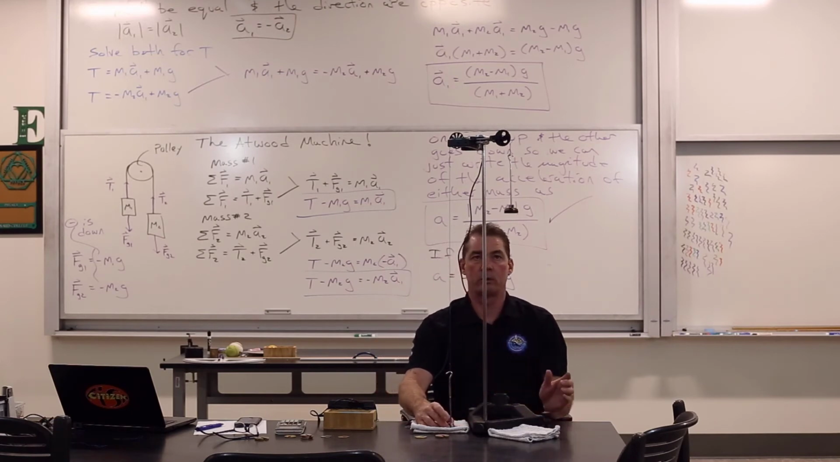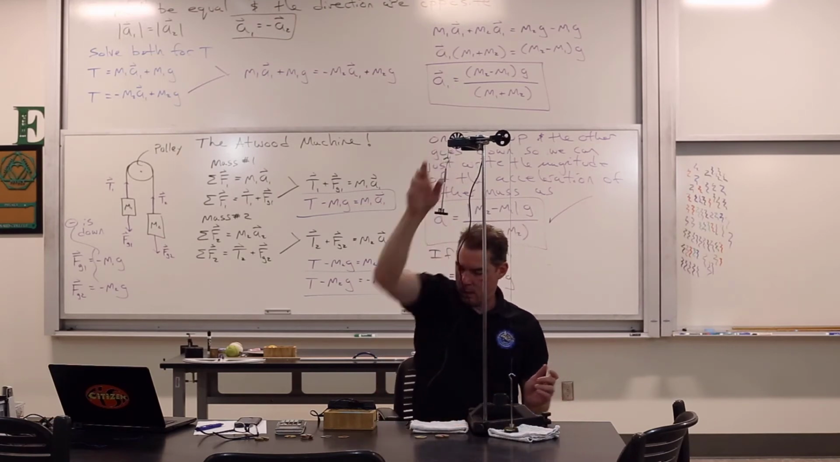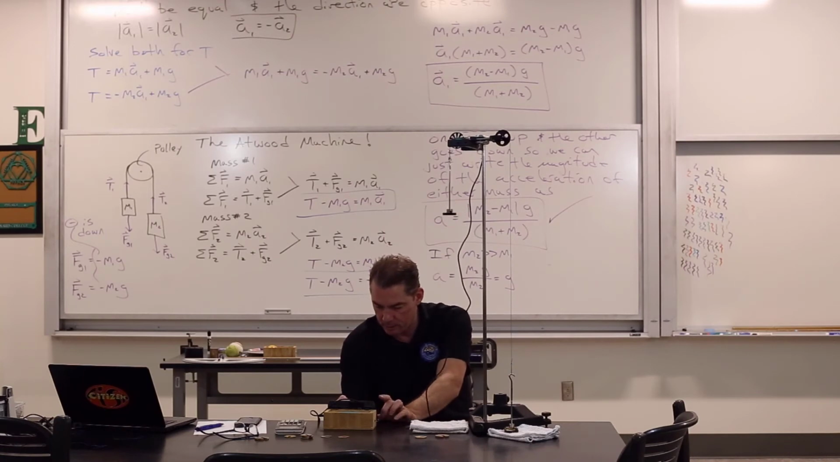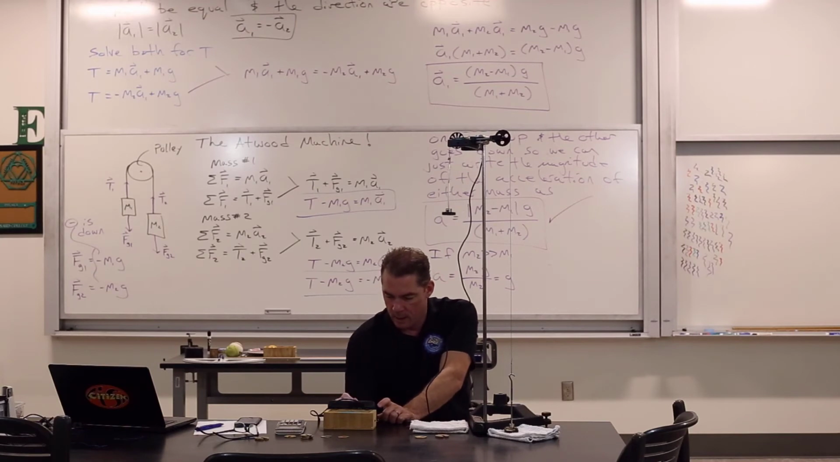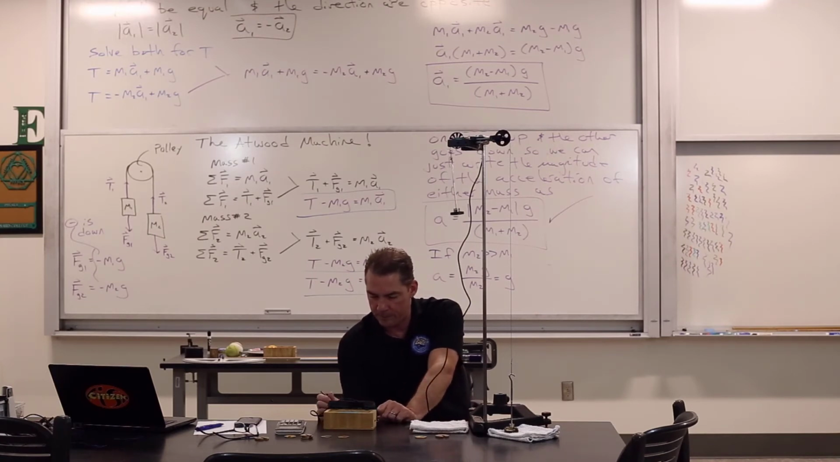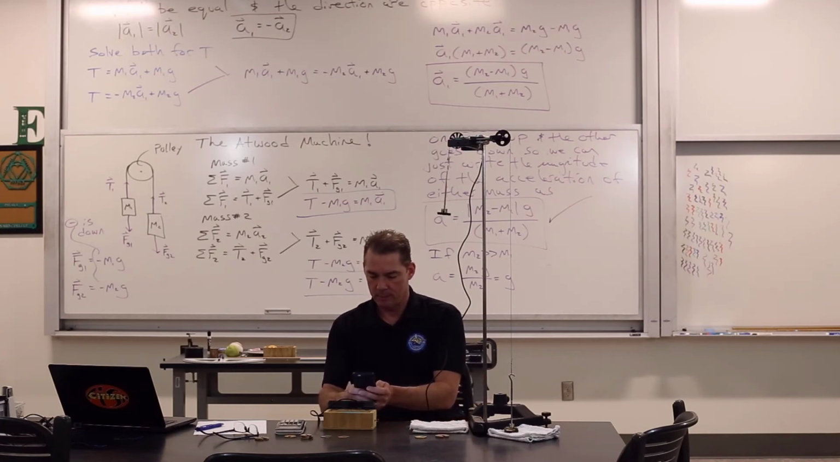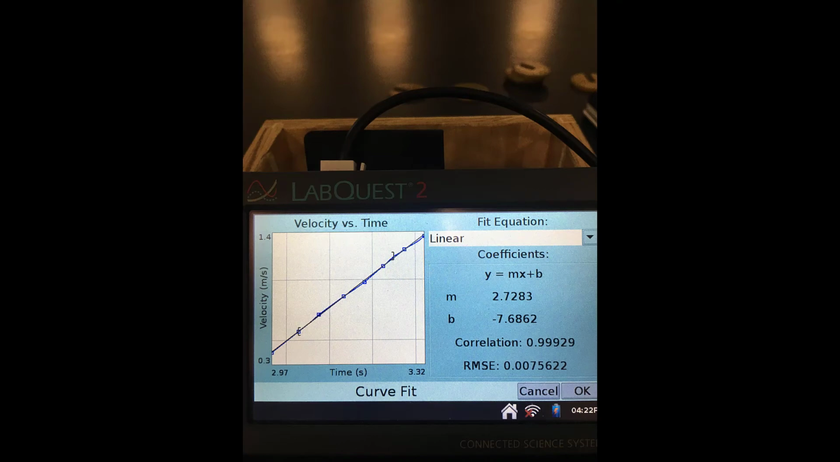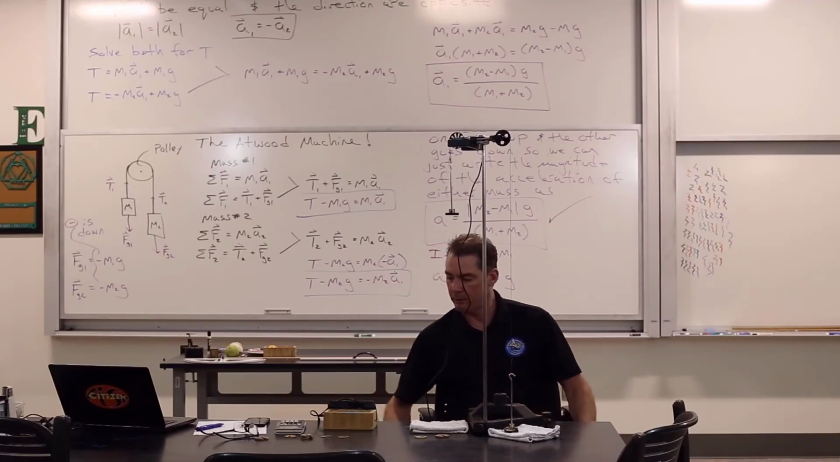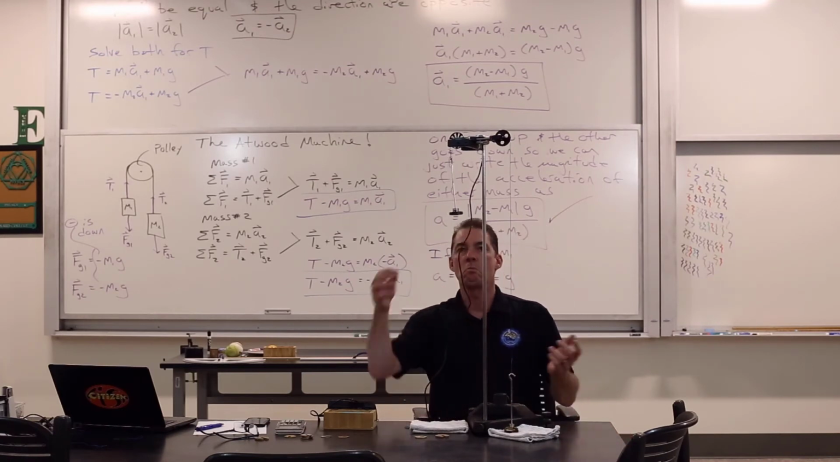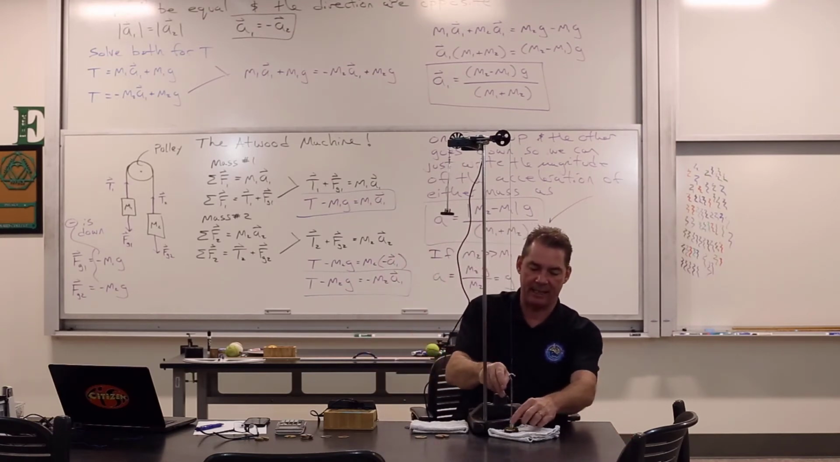All right, here we go. 1, 2, 3. Right, we got a nice linear part there. Stop. Zoom in. Highlight that. Analyze that. Curve fit that. And make it linear. 2.7283. Sounds good. All about 2.72, 2.73, getting consistent results. Fantastic. Now what are we going to do?